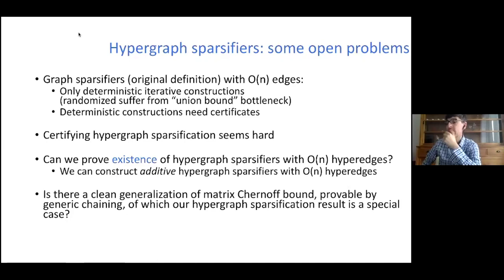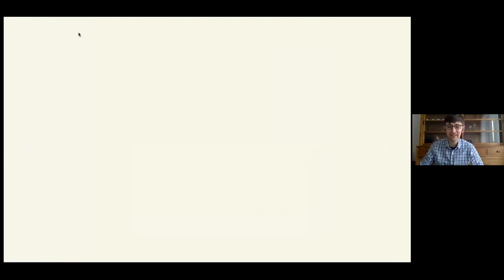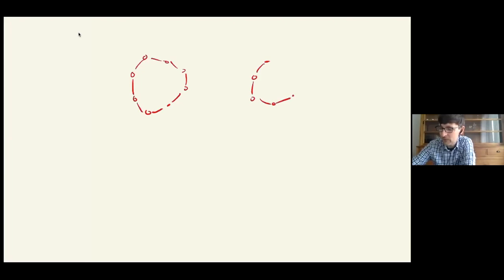So maybe it's not a, okay, let me see if I can switch to a board. Do you see a white screen now? Yeah, okay, good. So maybe I'll give you an example of two graphs that are not a good spectral approximation of each other, although there is going to be a good cut approximation. One is a cycle, and another is a cycle with a chord.